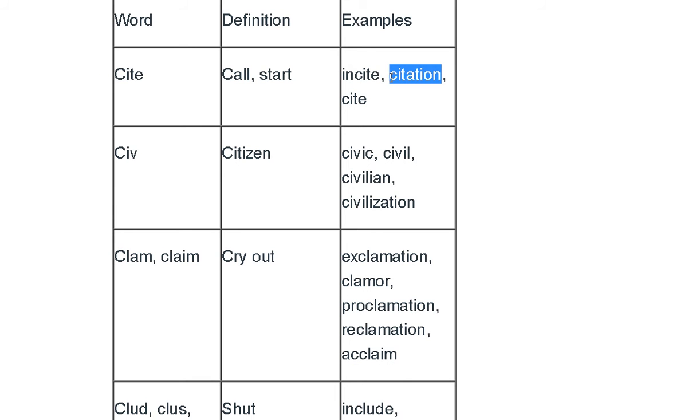A citation is a note about where the information came from, like your citations in your essays. If you cite a work, you say, you call out where it came from. Okay.